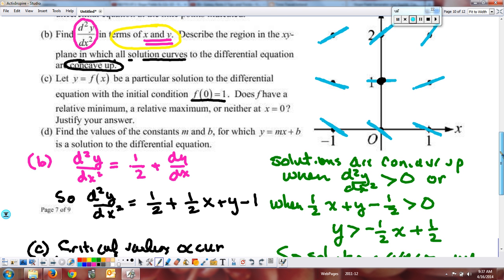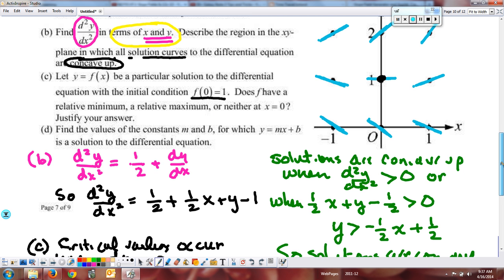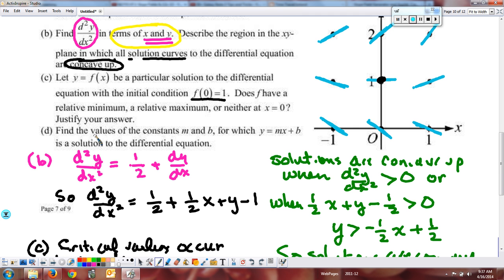All right, does that answer everything I need in C? And we've justified, okay? So we're good with part C. And then now in part D, you want to find the values of the constants m and b for which the solution to the differential equation is linear, y equals mx plus b.